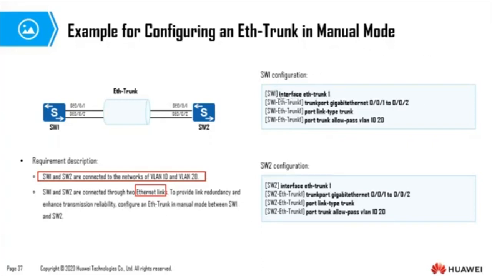You start by creating an Ethernet trunk using that command we just saw there. Then you add using the trunk port command, and you can use the range 001 to 002 to add these particular interfaces to the Ethernet trunk. Then after that, you can choose this as a trunk port, and then you allow VLAN 10 and VLAN 20 to pass through. So you'll do a similar configuration on switch number 2.